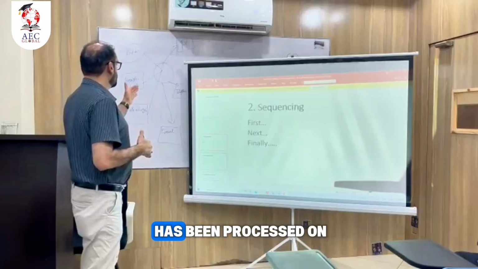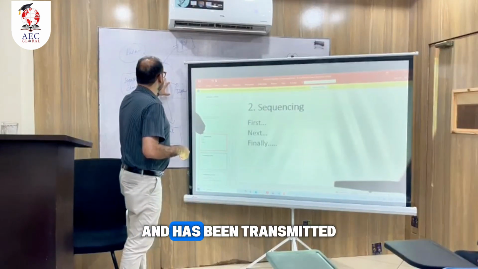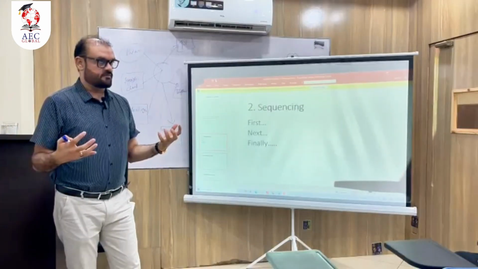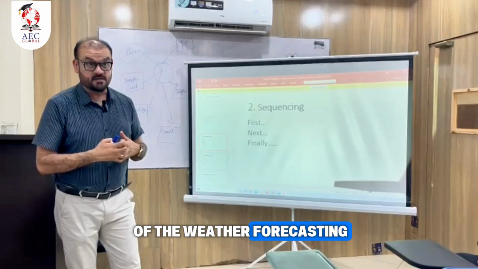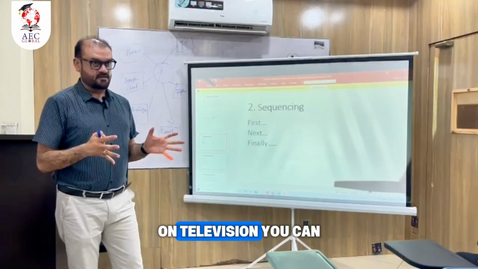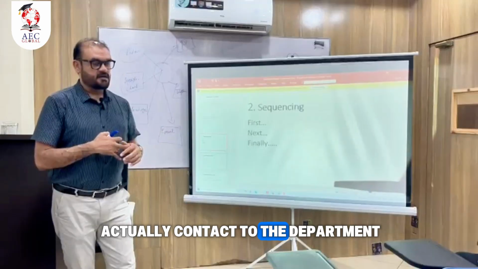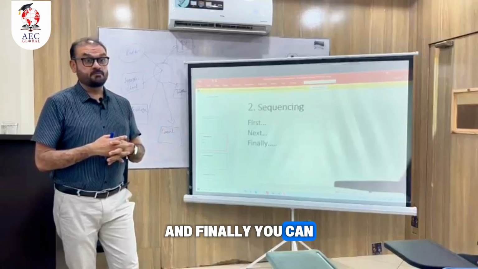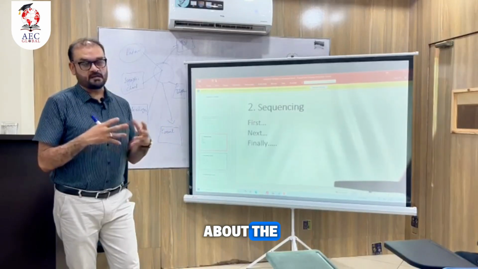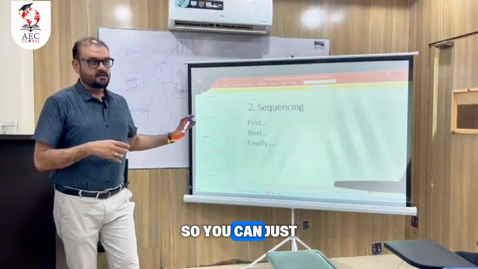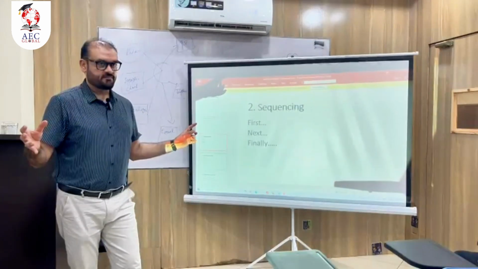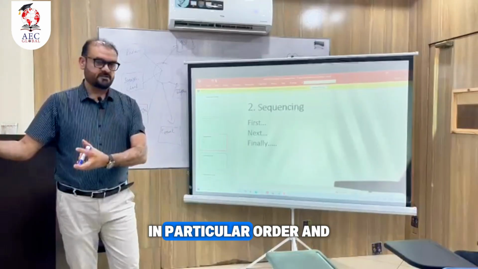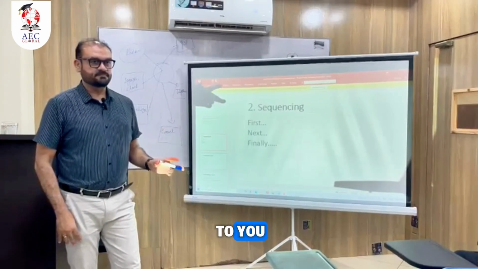And all this information is processed on the computer screen and transmitted to humans by 3 different kinds of sources. With the first source, you can extract the information of the weather forecast on the news, on weather on television. You can also contact the department on a particular telephone number, and you can extract that. And finally, you can write an email about the next 24 hours of weather, so you can just go to that particular website. That's the manual of sequencing. So you are describing anything in a particular sequence, in a particular order, and everything will be clear to you.